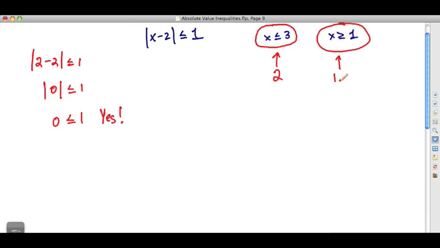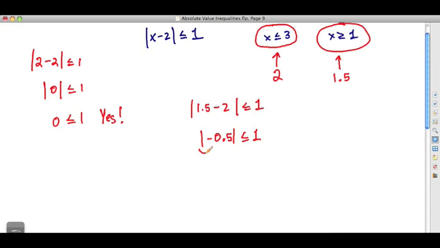And so that we can see what happens, I'm going to pick a decimal, 1.5. 1.5 is greater than or equal to 1. 1.5 minus 2 less than or equal to 1. 1.5 minus 2, negative 0.5 less than or equal to 1.